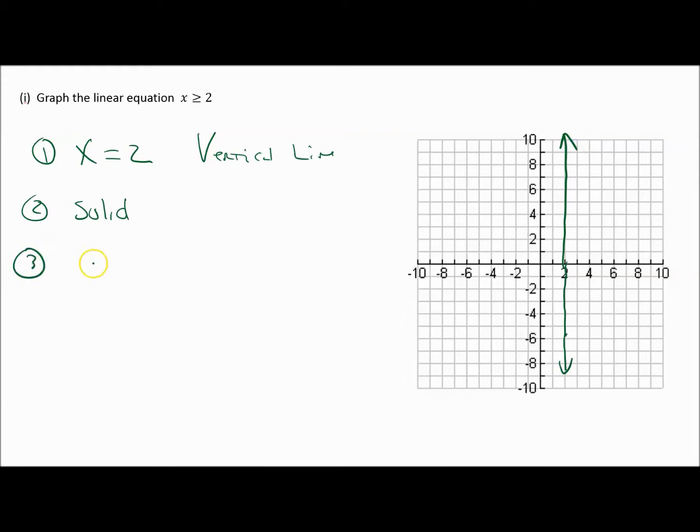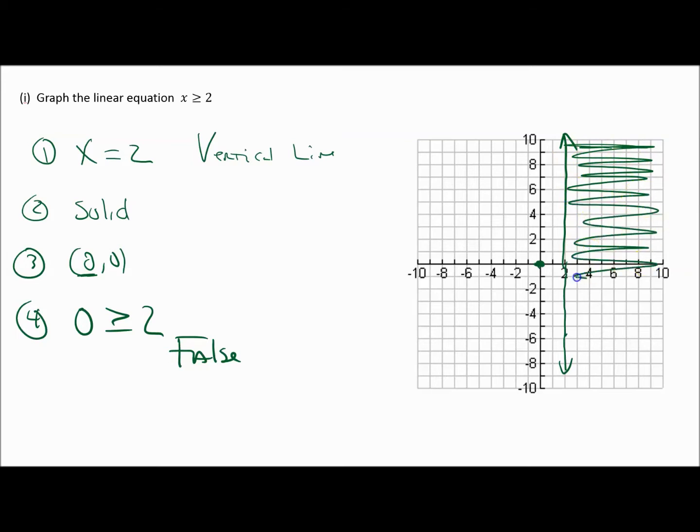Now I'm going to pick a test point. So I'm going to test 0, 0 because it's right here, and I can test that. All right, so when I plug that into my inequality, I don't have anywhere to plug the y, but I do have somewhere to plug the x. So is 0 greater than or equal to 2? It's not. That's a false statement. So I do not shade the left side where 0, 0 came from. I shade the right side. And that makes sense. Look at your original problem. It says x is greater than or equal to 2. Well, that's all the x's that are bigger than or equal to 2. And there it is.